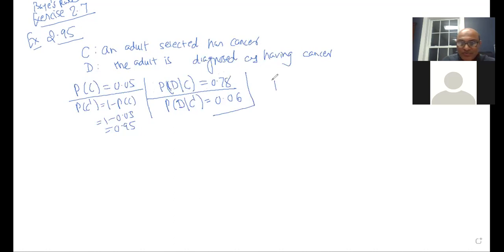And now I would like to go for the probability of D, the diagnosis. That is nothing but the probability of C intersection D plus the probability of C complement intersection D, because both are mutually exclusive events. Suppose somebody says that the person is diagnosed as cancer, that means you cannot say that the person is diagnosed without cancer, right?